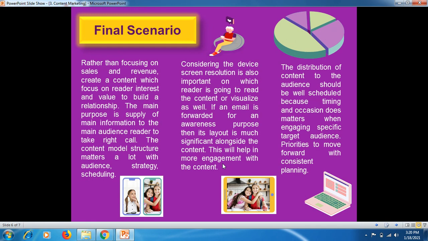Further, friends, distribution: like we discussed before, we must have a list of channels through which we will launch a campaign or strategy in order to engage our customers with the content, in order to increase our profit, and in order to increase our product and services sales.